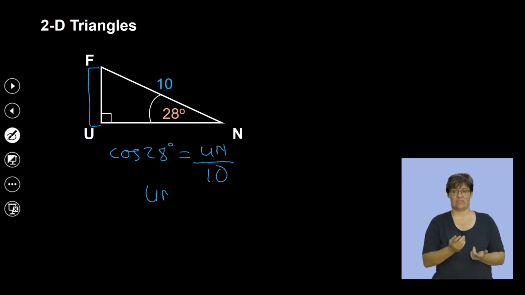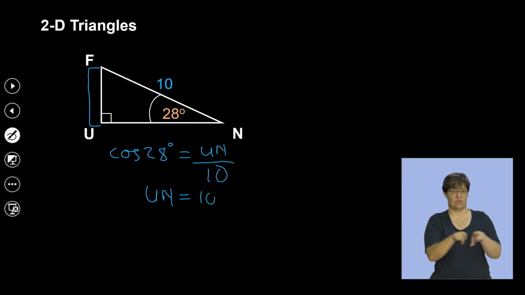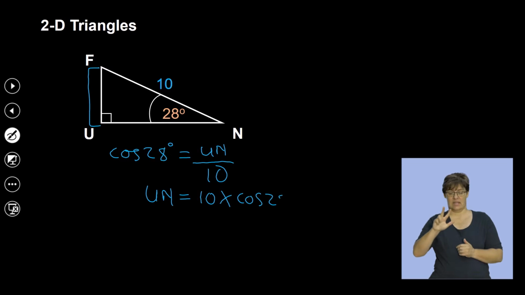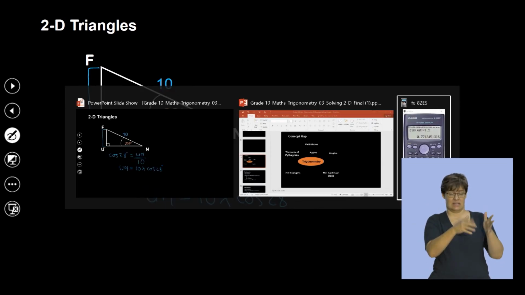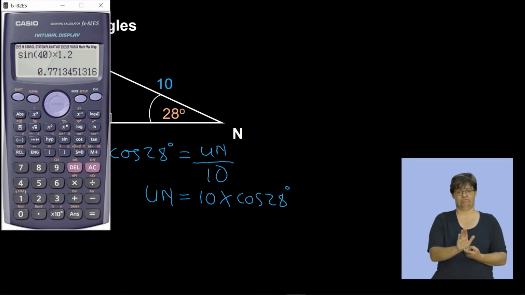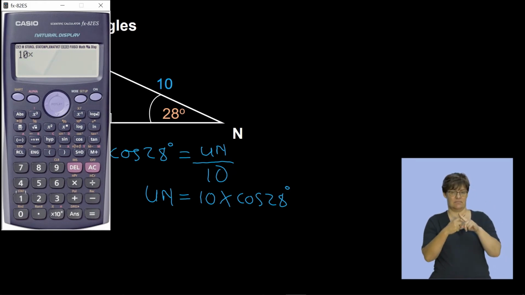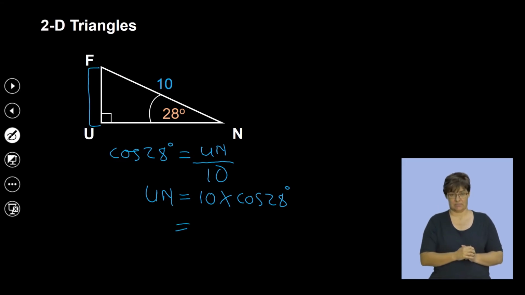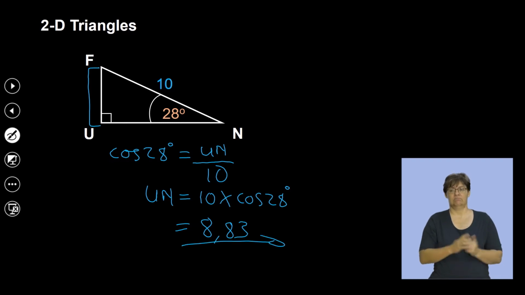And then UN will therefore be equals to 10 multiplied by cos of 28 degrees. And then you will press this on your calculator, and it will therefore give you 10 multiplied by cos of 28. This will be equals to 8,82 or 83 if you round it off. So this will be 8,83, and that will be the length of UN.